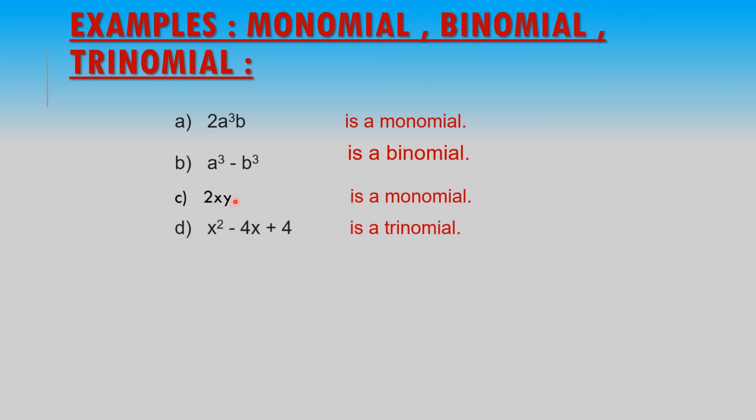2xy. Here we have only one term, so it is a monomial. x square minus 4x plus 4. x square is the first term, minus 4x is the second term, and 4 is the third term. So here we have three terms and it is a trinomial.